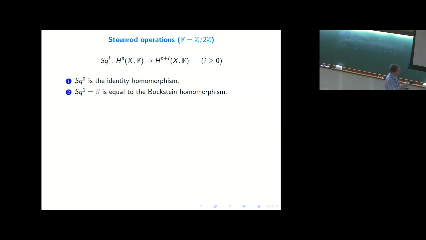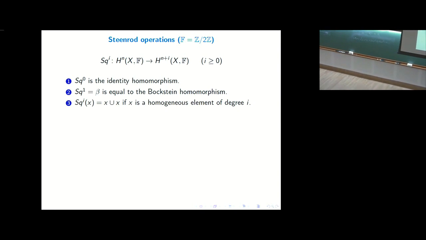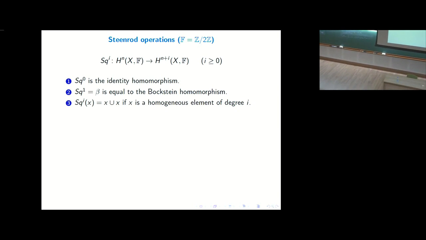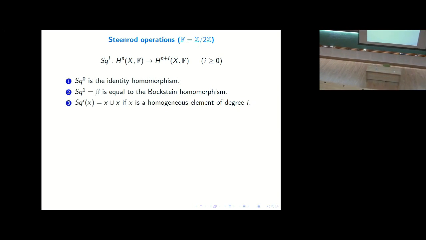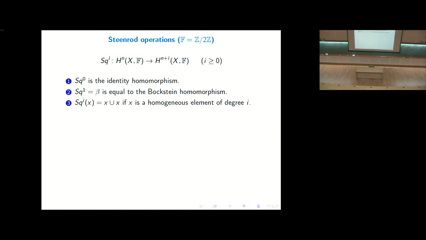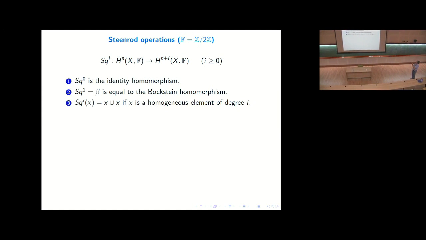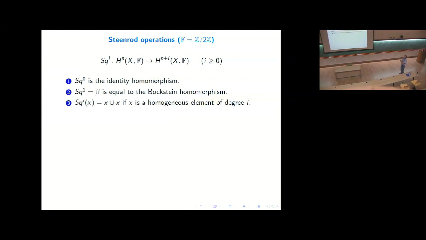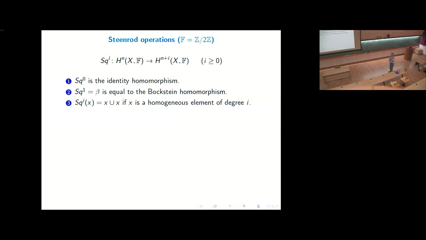And it turns out the theory that square 1 is that. Why is it Sq? Why am I talking about squares? If x is in degree i, then the square i of x is just x squared. So when x is in degree i, it really is a square.